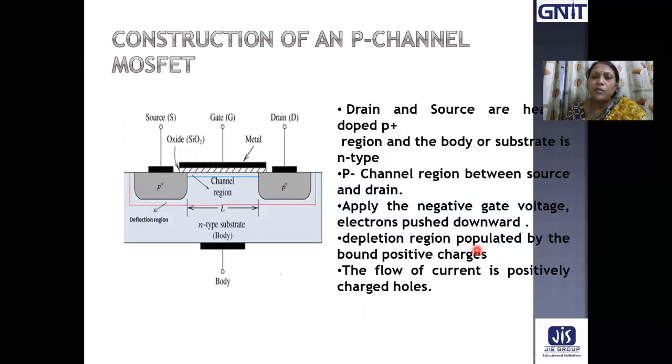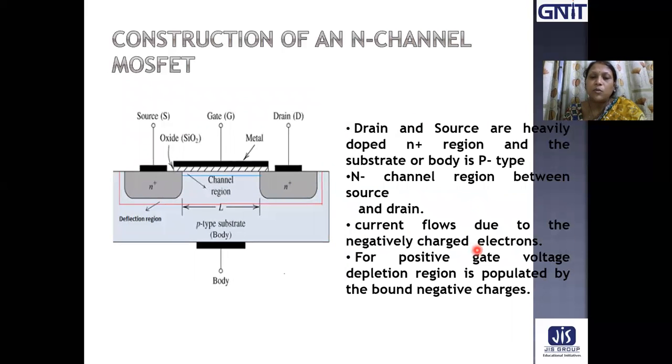Now drain and source are heavily doped. P-channel region between source and drain. Apply the negative gate voltage, electrons are pushed downwards. The depletion region is populated by the bound positive charges. Just the reverse of the previous one. The flow of current is of positively charged holes.